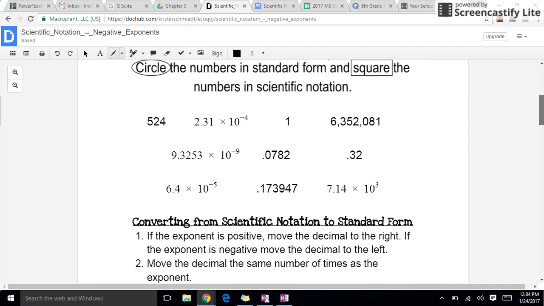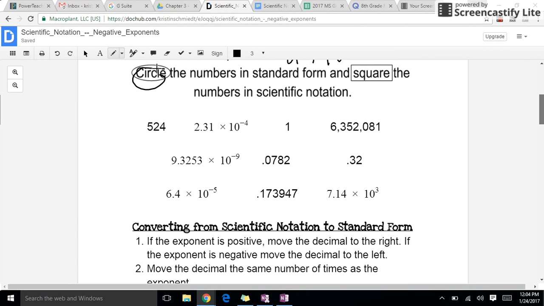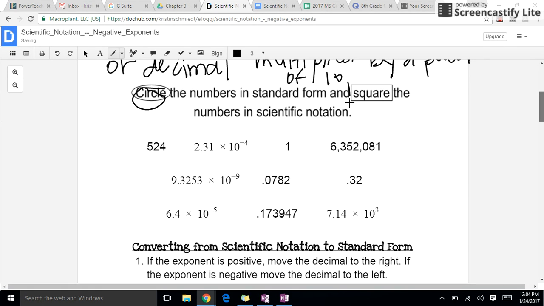Okay, so this is the same as yesterday too, except I threw in some different numbers. Remember, we're going to circle the ones that are in standard form, and we're going to square the ones that are in scientific notation. So, Miss Neeser, 524, is that in standard form or scientific notation? Standard form, because there's nothing being multiplied by a power of 10.